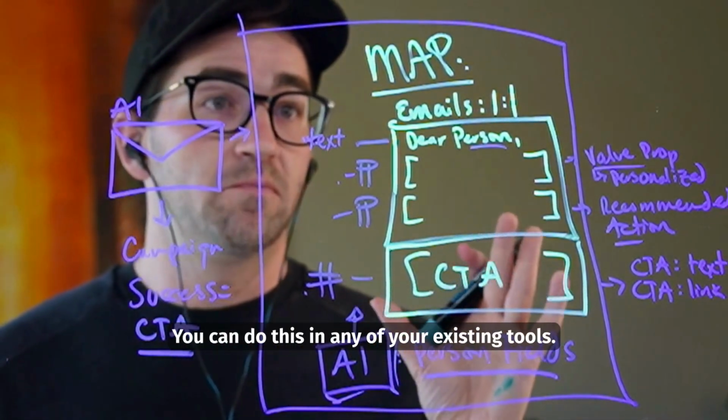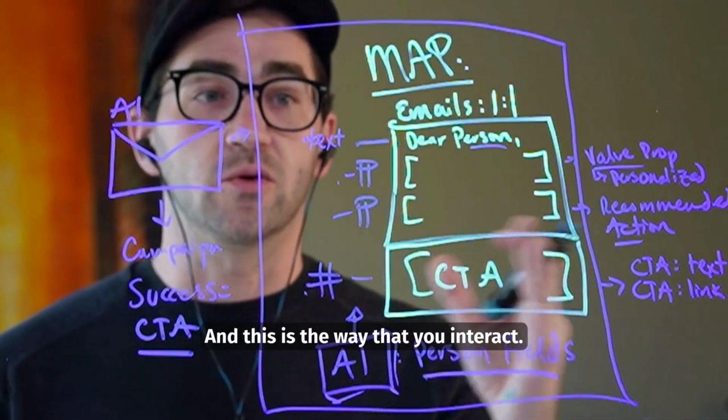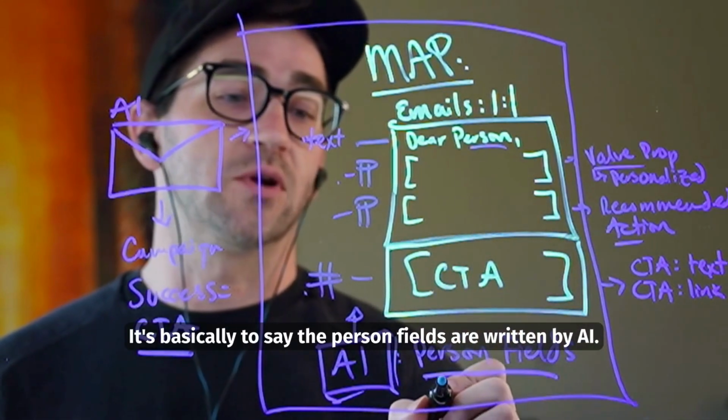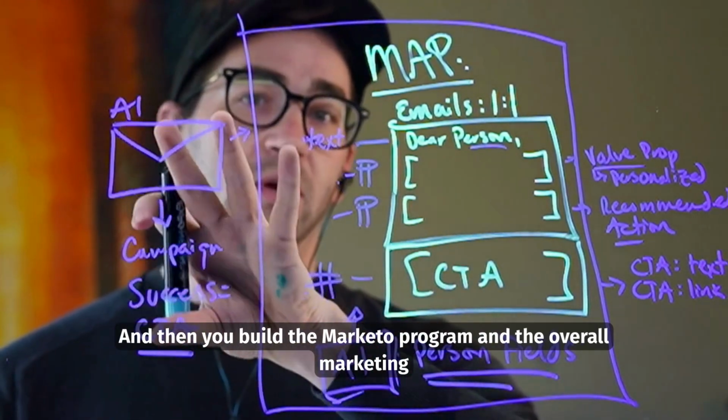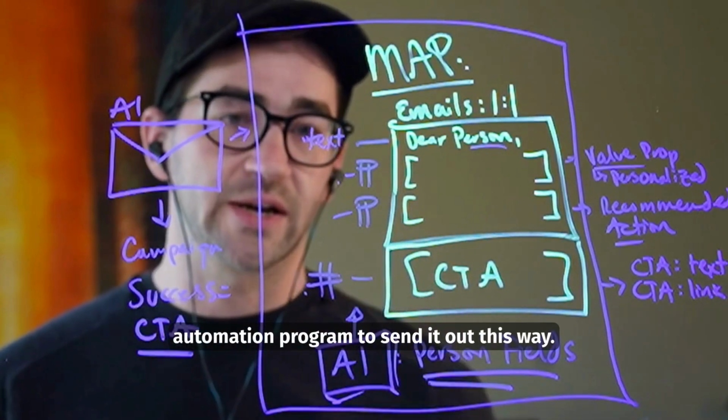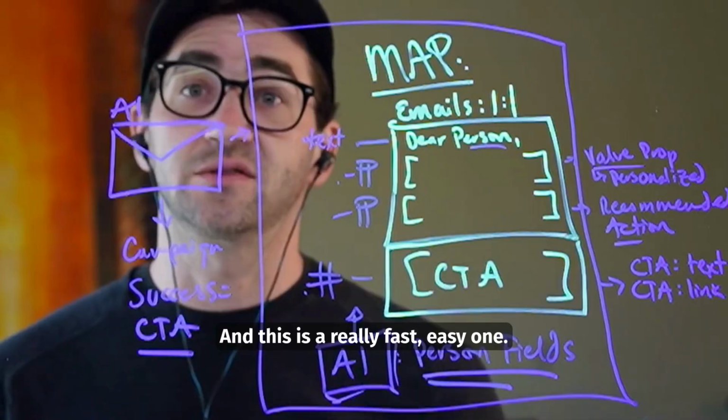You can do this in any of your existing tools, and this is the way that you interact. It's basically to say the person fields are written by AI, and then you build the Marketo program and the overall marketing automation program to send it out this way. And this is a really fast, easy one.